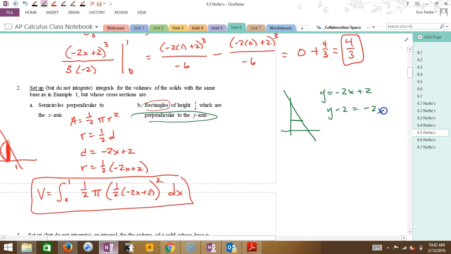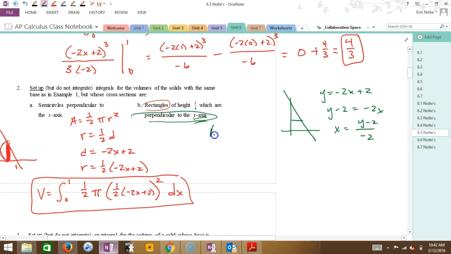Subtract 2, and if you did that all in one step, good job. y minus 2 over negative 2. So that's the equation now. It's in terms of y this time. Why? Because see how it says perpendicular to the y-axis? That means our equation has to be in terms of y's.